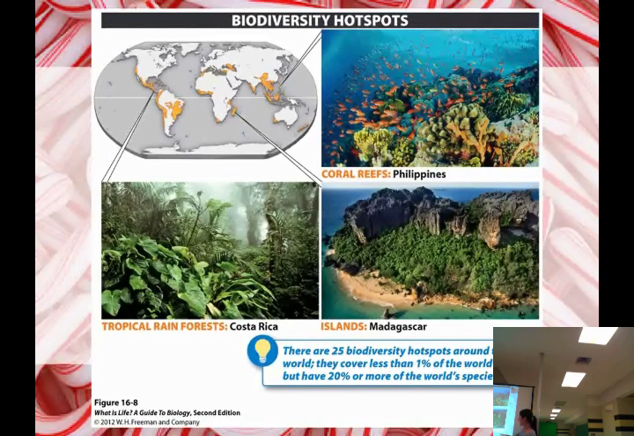There are 25 biodiversity hotspots around the world, so 25 different places where they cover less than 1% of the world's area, but they contain 20% or more of the world's species. So these are areas with great amounts of biodiversity that are very small but have lots of impact.